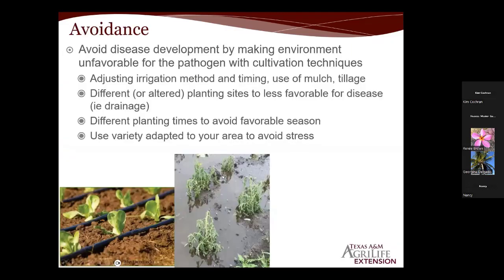Avoidance is manipulating your environment to be unfavorable for the pathogen and favorable for your plant. So adjusting your irrigation, avoid sprinkler use, using mulch to reduce the frequency of water, tillage to help turn under any crop debris that's left on the surface to help that decompose faster. Change up your planting site to make it less favorable. We don't want things like that middle photo where we have soggy plants. And changing up your planting time.